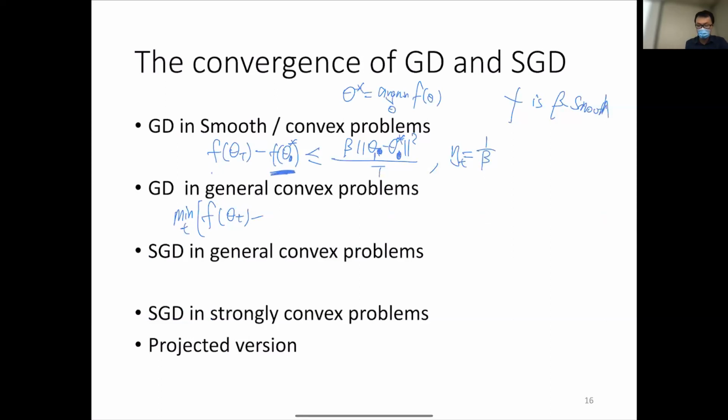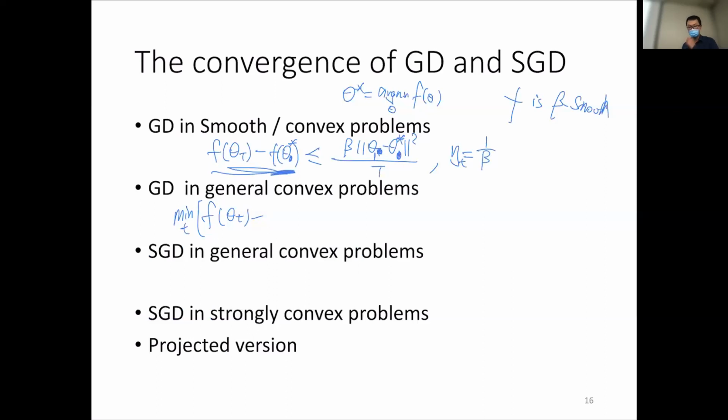The left hand side says that this is a suboptimality. Since we're minimizing this f, this is how far away you are from the minimizer, from the smallest possible value of this function. And on the right hand side, this says that as your number of iterations gets larger, this converges to 0 at a rate of 1 over t.